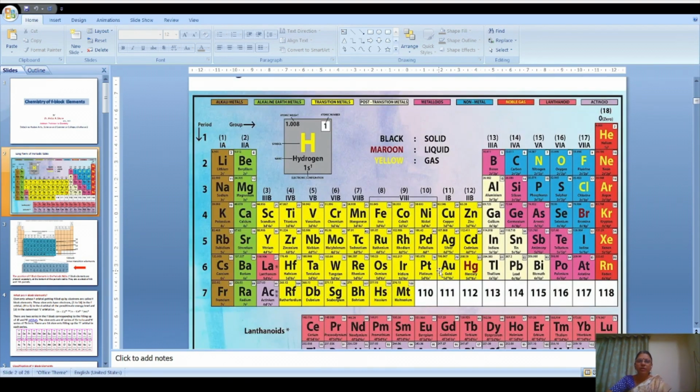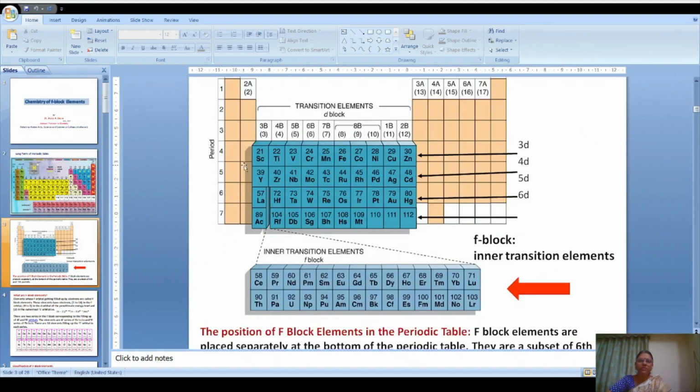This is the periodic table, long form of the periodic table, and here this periodic table is divided into 4 blocks depending upon the orbital in which the last electron enters. Here the first 2 rows, they are s block elements. Group number 13 to 18, these are p block elements. Group number 3 to 12, they are d block elements, and at the bottom there is the f block elements. We can see here this is s block, p block, d block and f block elements.